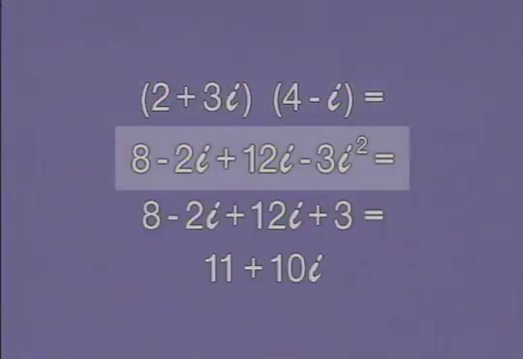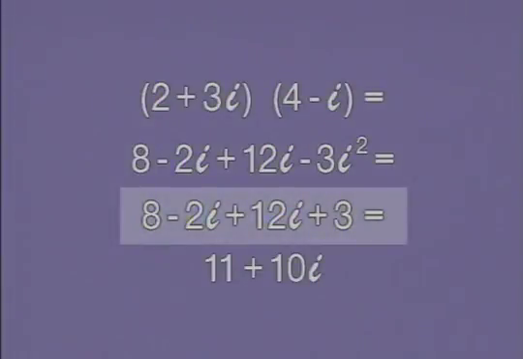And on the second line of that visual, which is highlighted, we can see that 2 times 4 is 8. 2 times negative i is negative 2i. Positive 3i times 4 is a positive 12i. And a positive 3i times a negative i is negative 3i squared. Now, the only thing we've done on the next line is to change the negative 3i squared to a positive 3, remembering i squared being negative 1.